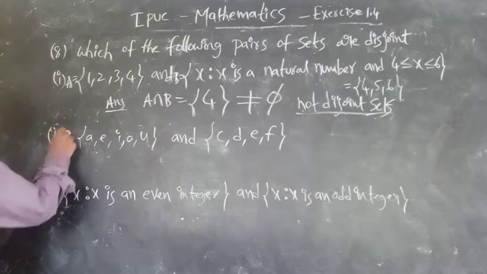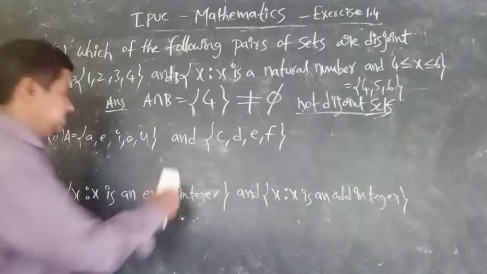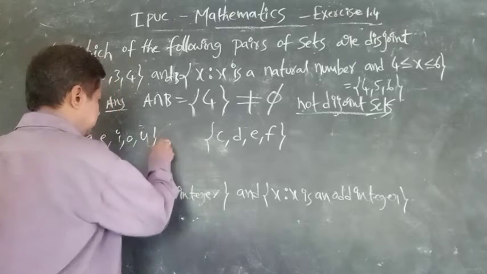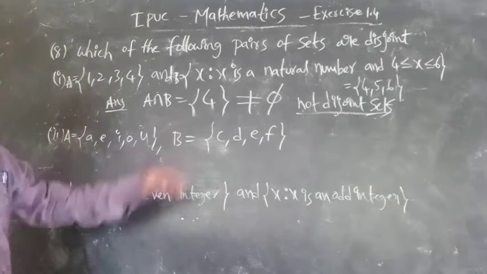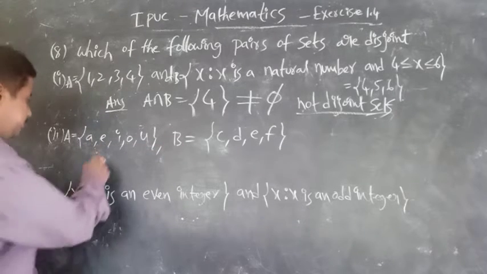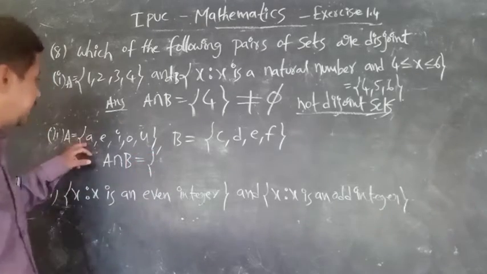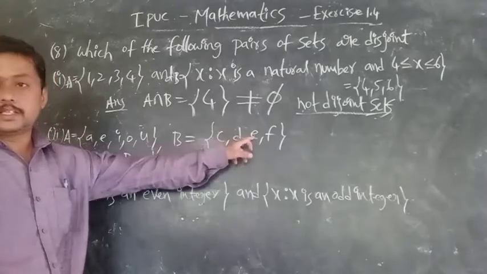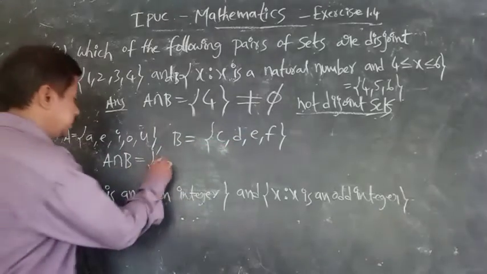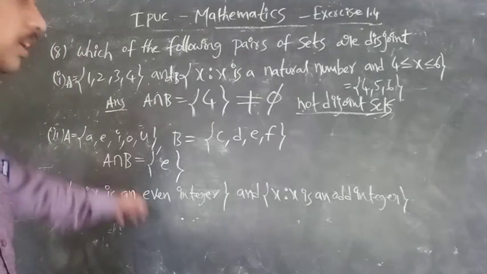Consider the first one as A and the second one as B. Calculate A intersection B. A intersection B equals what? A, E, I, O, U. E is there. E is common. So E is the common element to both sets A and B.